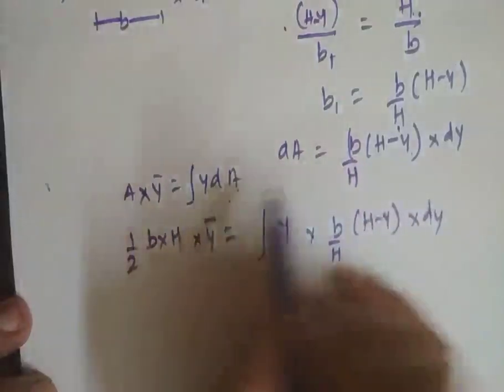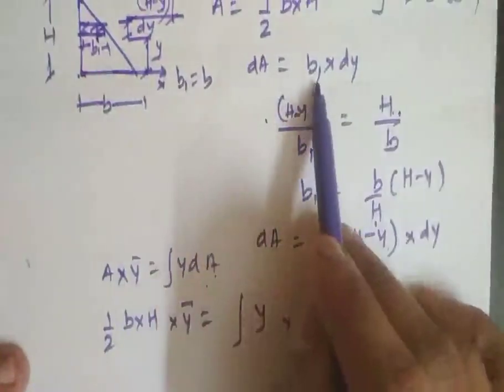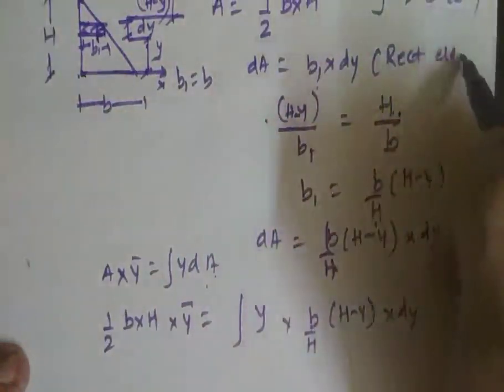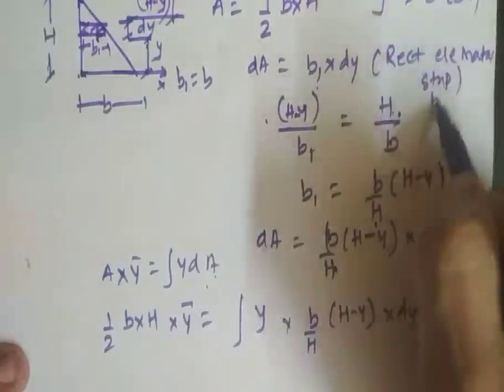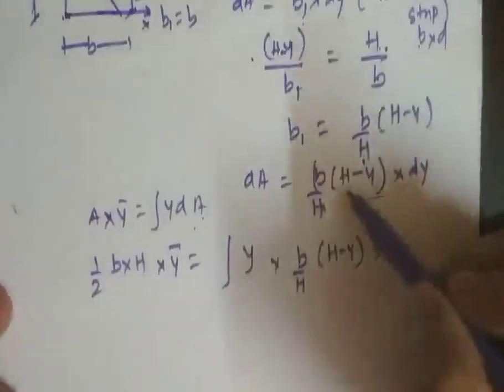That is how dA is calculated here. And how is dA calculated? By considering this as a rectangular area. This is a rectangular elemental strip. So the area of the rectangular elemental strip is b into d, where b here is b1 into dy. So this is b1 into dy.